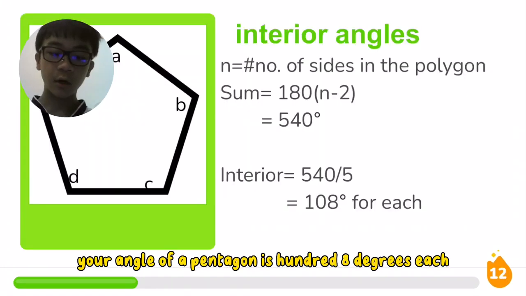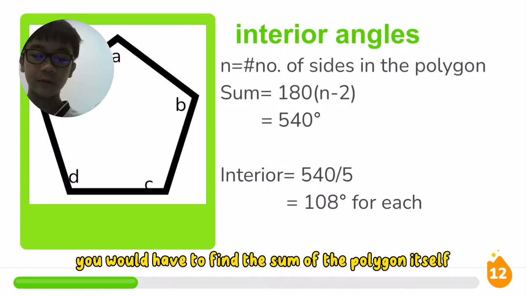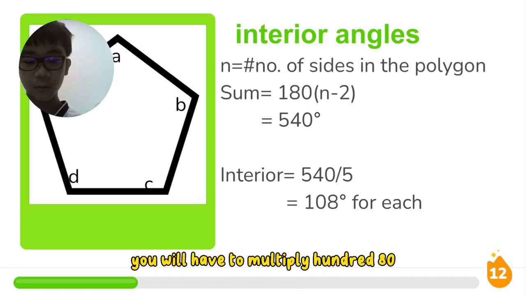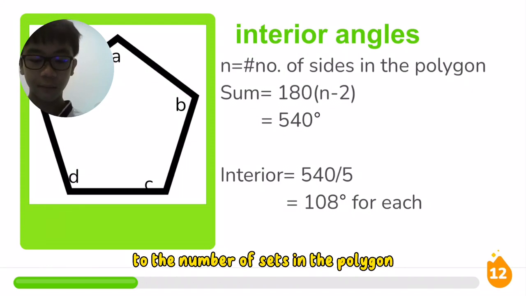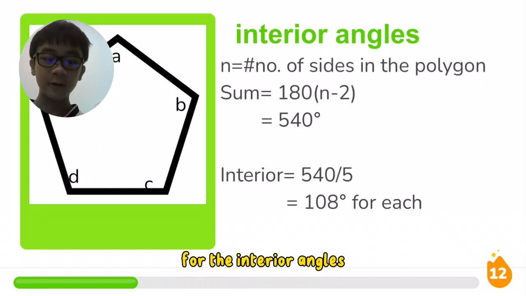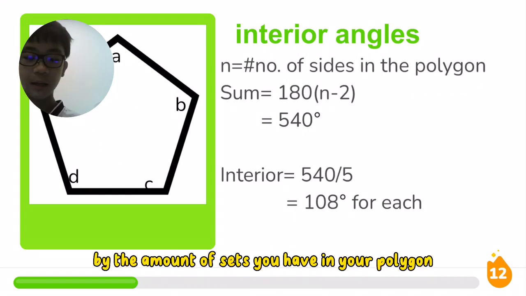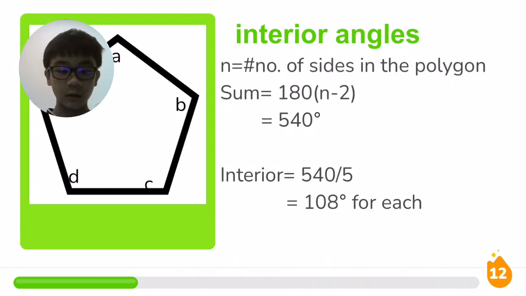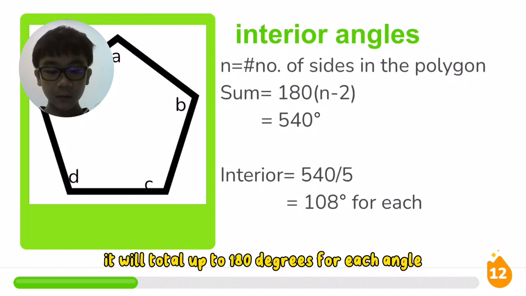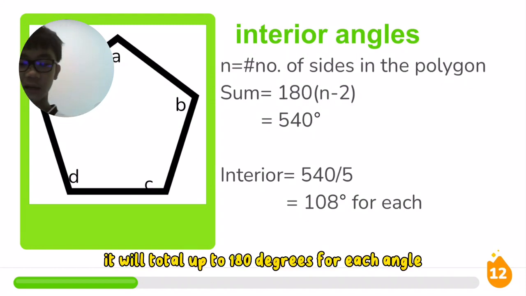The interior angle of a pentagon is 108 degrees each. To get this answer, you would have to find the sum of the polygon itself. To find out the sum, you would have to subtract 2 from the number of sides in the polygon, then multiply by 180. For the interior angles, divide your answer by the number of sides in your polygon. In the case of a pentagon, it would be 540 divided by 5. It will total up to 108 degrees for each angle.